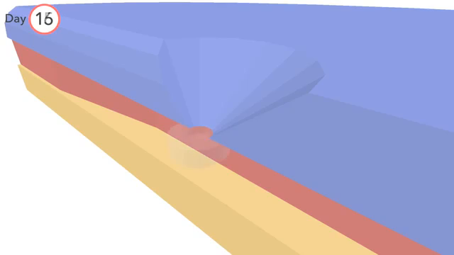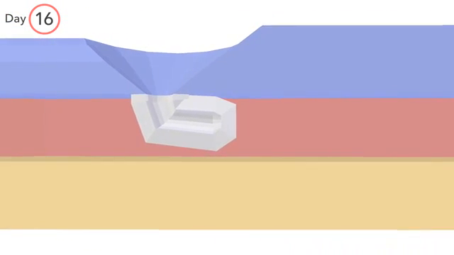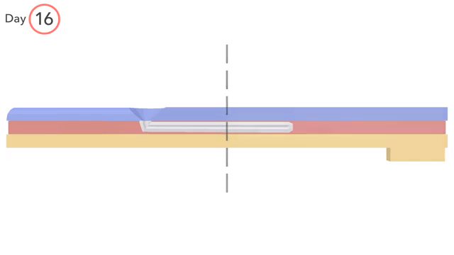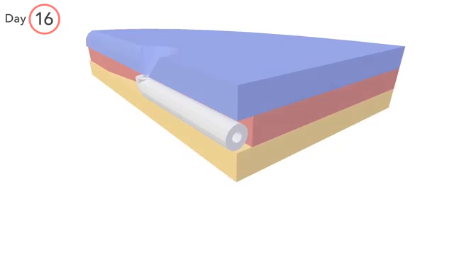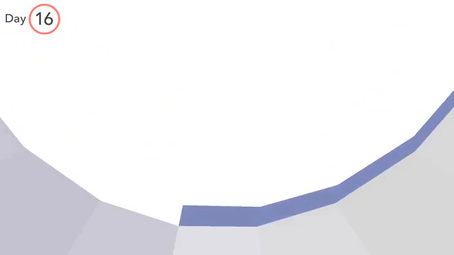Around day 16, cells migrating through the area known as the primitive node begin to form a hollow rod which curves toward the cranial end of the embryo. It extends toward the prochordal plate and is known as the notochordal process. We take a coronal cut now. We see the hollow rod, and if we move through it now, we should also see its connection to the primitive node.